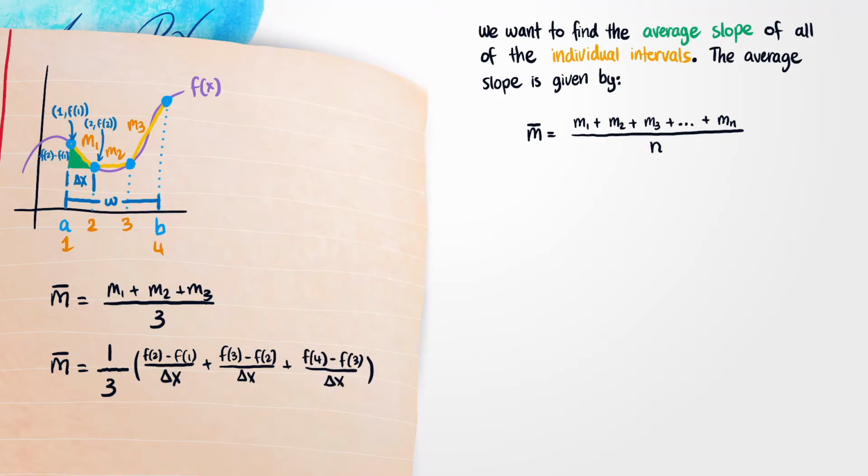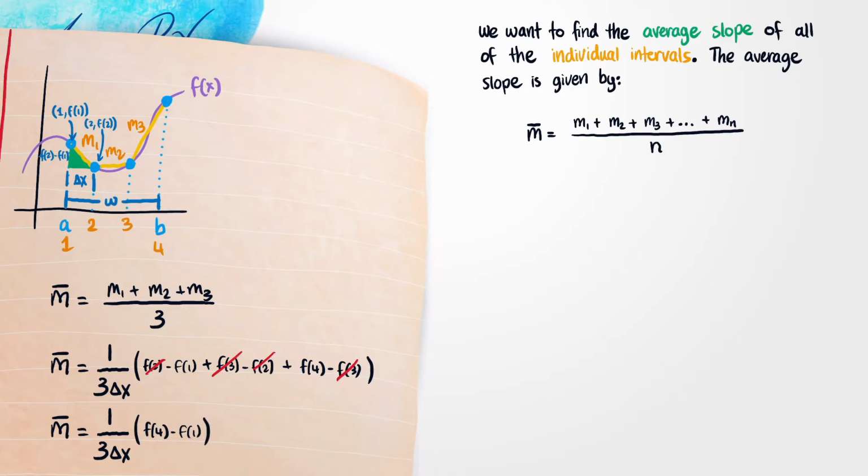Okay, so now we can go ahead and simplify things a little bit. You can see that all of them have a change in x in the bottom, so I'm going to rip it out of the denominator. Now that we've simplified the equation like this, something really strange happens. Notice that the f of 2's just cross out, and the f of 3's also just cross out. And if we look at the denominator, we notice that 3 times change in x is just the exact same thing as the width, so we can replace that as well.